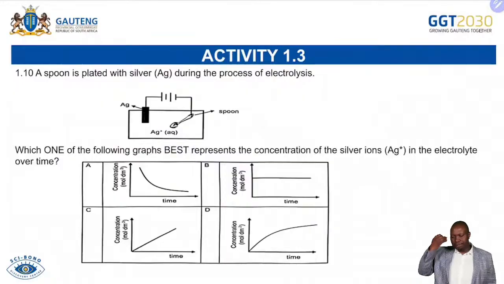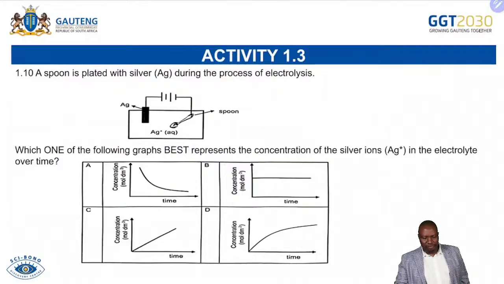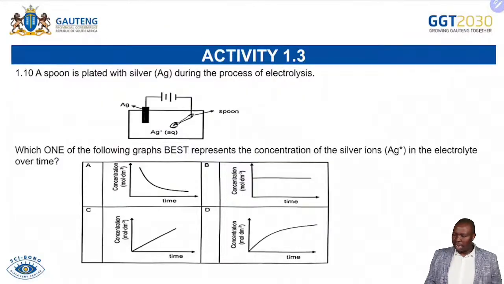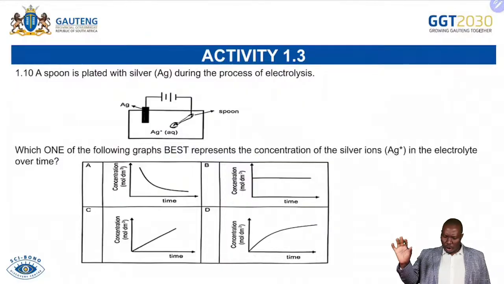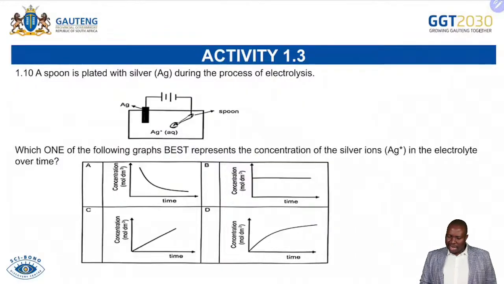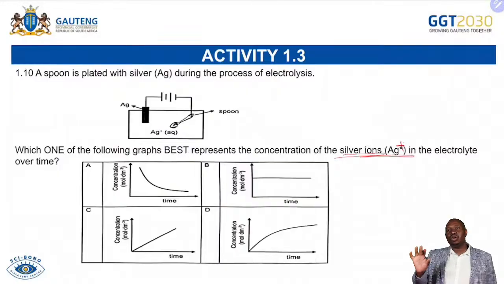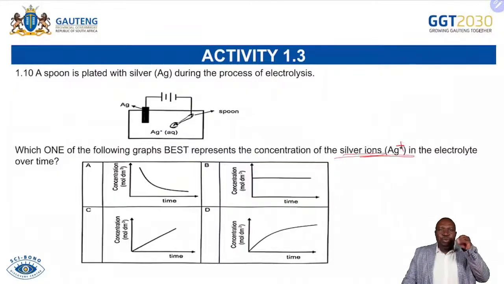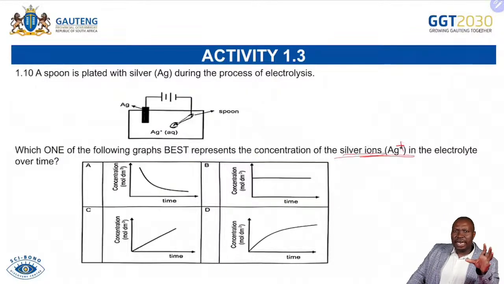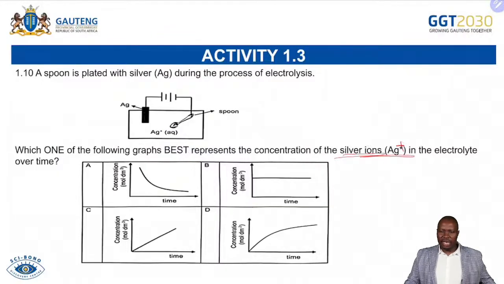Now, let's look at this question. A spoon is plated with silver, Ag, during the process of electrolysis. So this is what we call electroplating. And then they are asking which of the following graphs best represents the concentration of silver ions, Ag+ ions, in the electrolyte over time. So now what you have to understand is that during electroplating and during purification of metals, like your purification of copper, we can say purification or we can say refining.